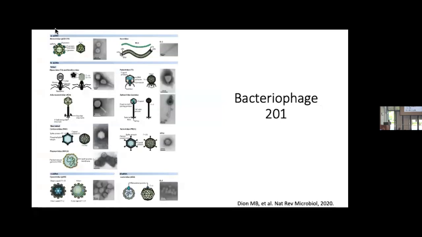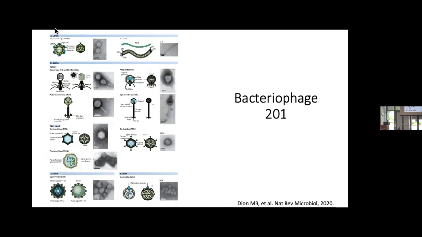So there are lots of different bacteriophage out there. They come in all shapes and sizes. And just looking at this image that I stole from a relatively recent review article from Nature Reviews in Microbiology, one can see structural similarities with eukaryotic viruses.